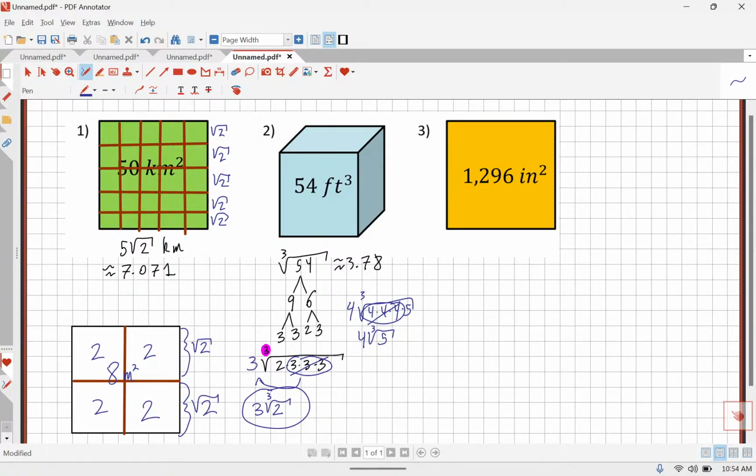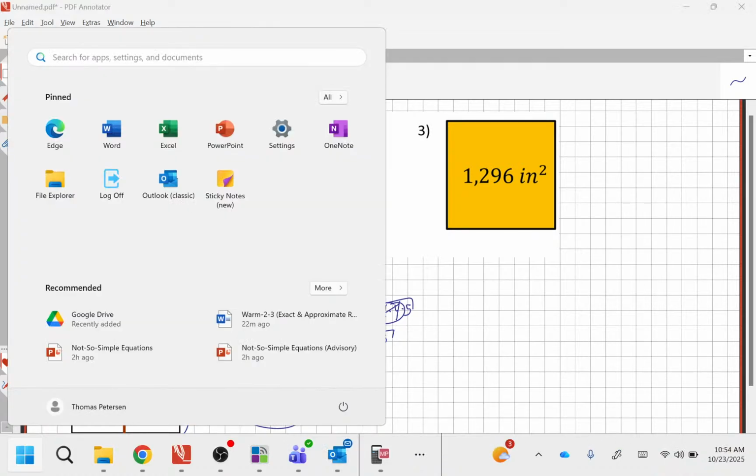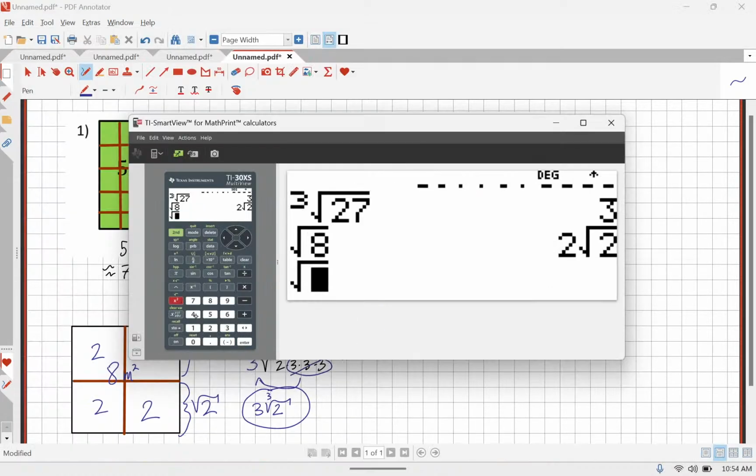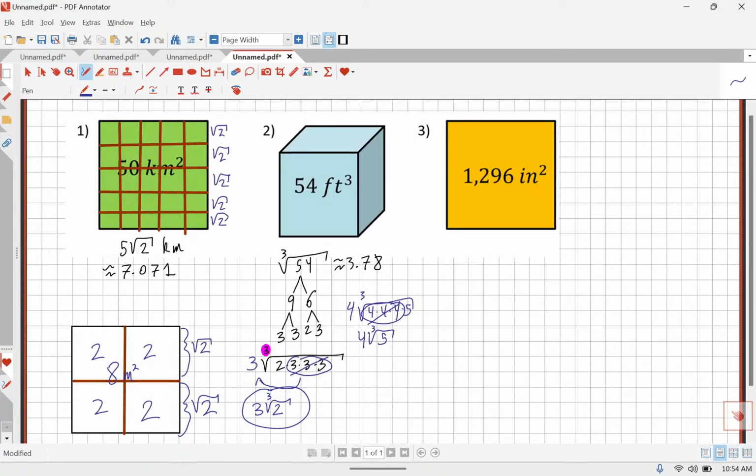Let's see here. What about the 1,296? I'm assuming you knew to take the square root of 1,296. And that's 36. Yay! How many of us got that one was 36 inches? Huzzah! So we don't need any exact. That is approximate and exact. It is good to go.